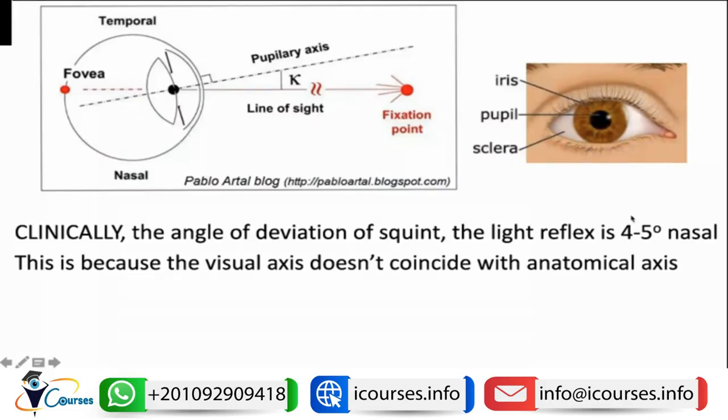So if you project the light reflex over the cornea of a patient, and you can see that the light reflex is slightly deviated about 4 to 5 degrees nasally, then this doesn't mean that the patient has a squint, or a divergent squint. This is acceptable because of angle kappa. I hope that this concept is clear to you, because the visual axis here doesn't coincide with the anatomical axis.